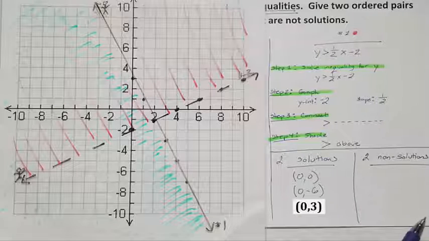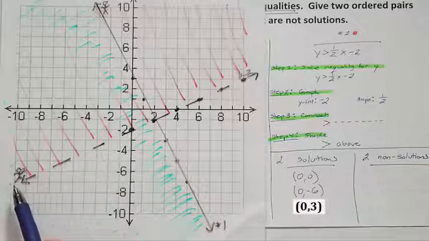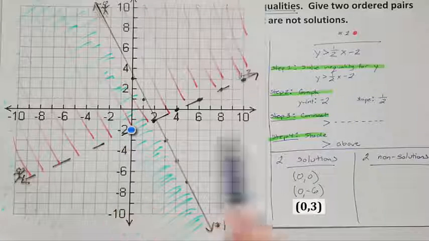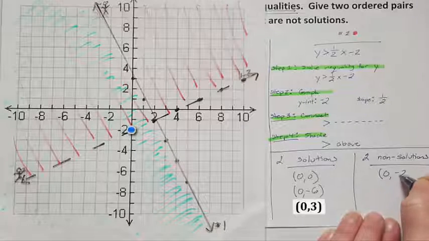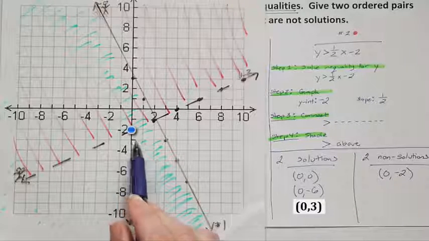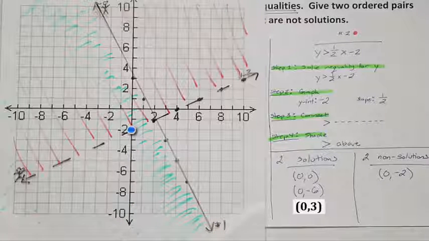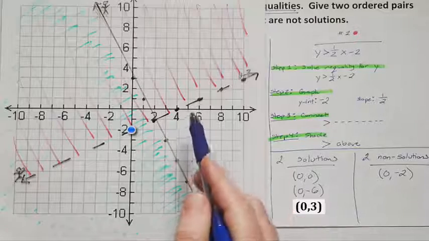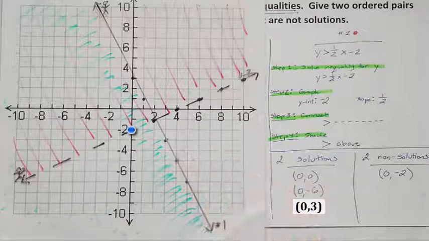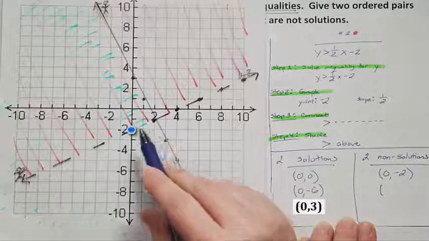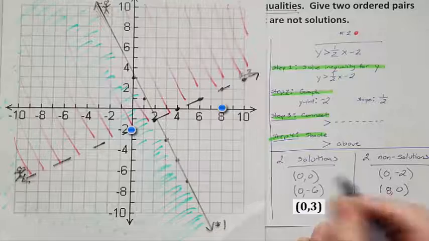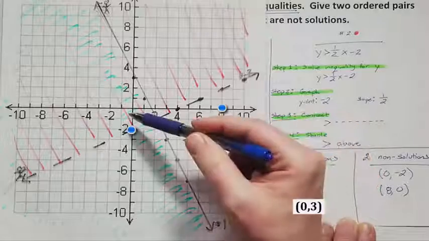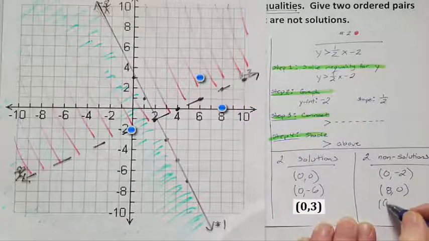Now I need 2 non-solutions. So I'm looking. The dashed line means it's not an answer, which means this coordinate point, 0, -2, is not an answer because he is not shaded red, because he's on the dashed line. 0, -2 is not an answer. So what else is not an answer? Going over, anything over in the white is not going to be an answer because it was never shaded. So 8, 0 is not an answer. Looking over, anything that's purely only red is not an answer because it had to be both. So 6, 3 is not an answer.